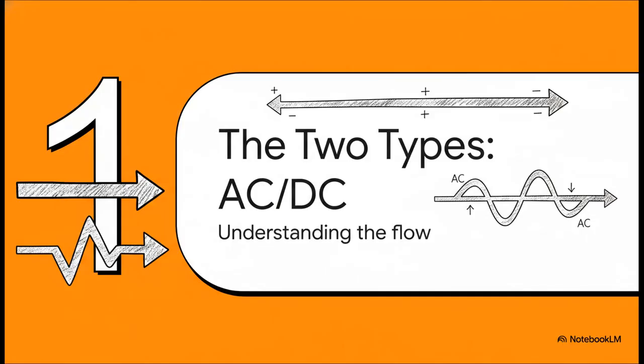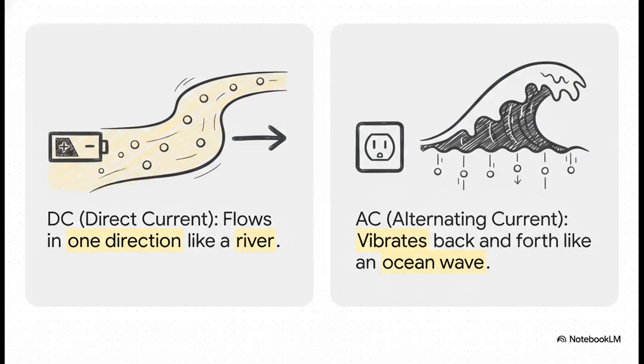Okay, first things first. Not all electricity is created equal. It doesn't all flow the same way. You can think of it like two different dialects you need to know: direct current, or DC, and alternating current, AC.